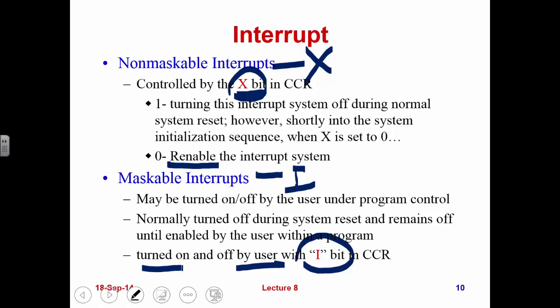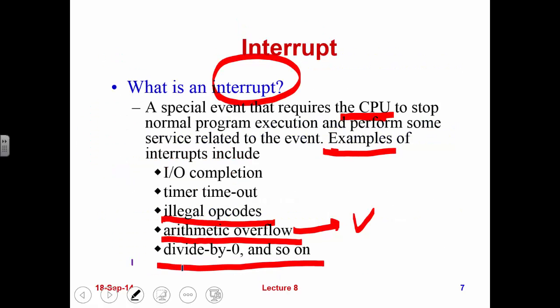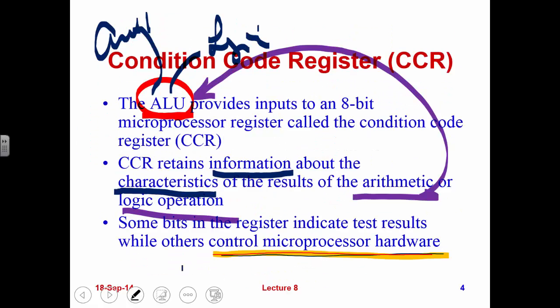For the maskable interrupts, when they interrupt the CPU, the CPU can ignore them or not. So the CPU decides whether to take care of this interrupt or not. For the non-maskable interrupt, when they interrupt the CPU, the CPU has to serve them. That's it. But the bits I and X in general have nothing to do with branch instructions. They only tell us about hardware control, as I mentioned here. They only control microprocessor hardware.